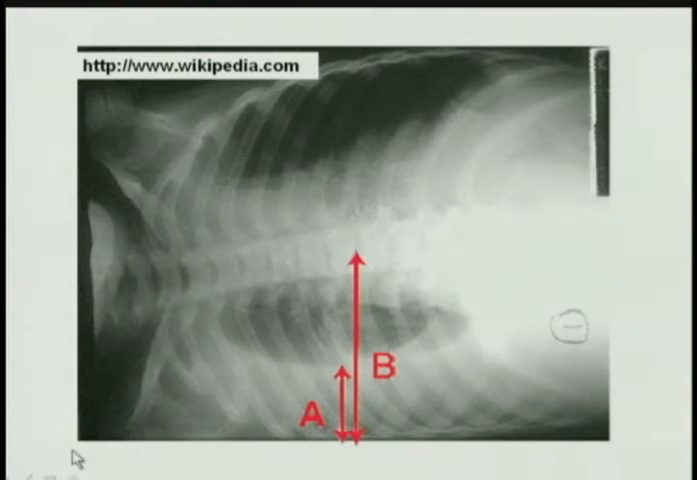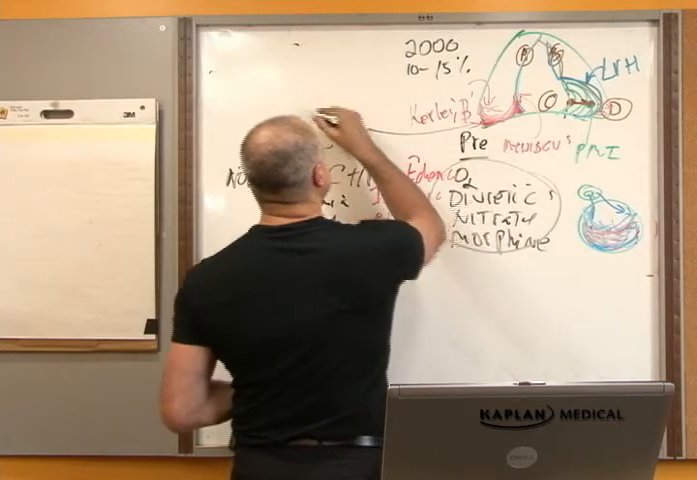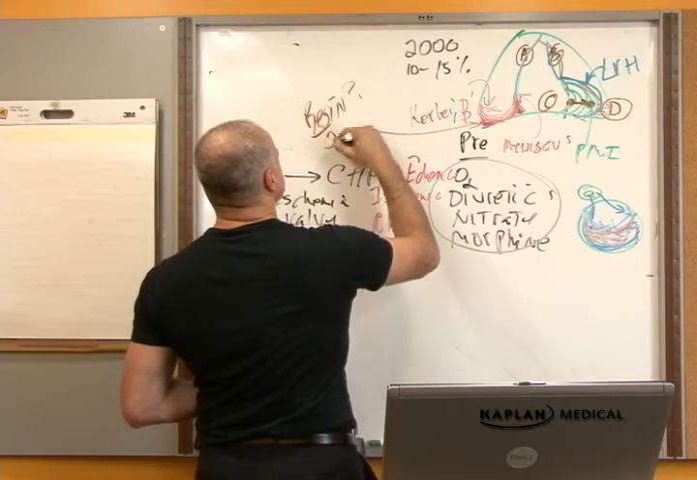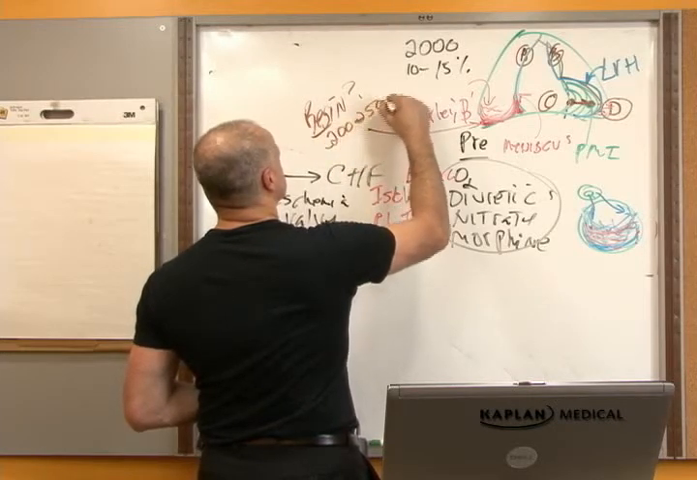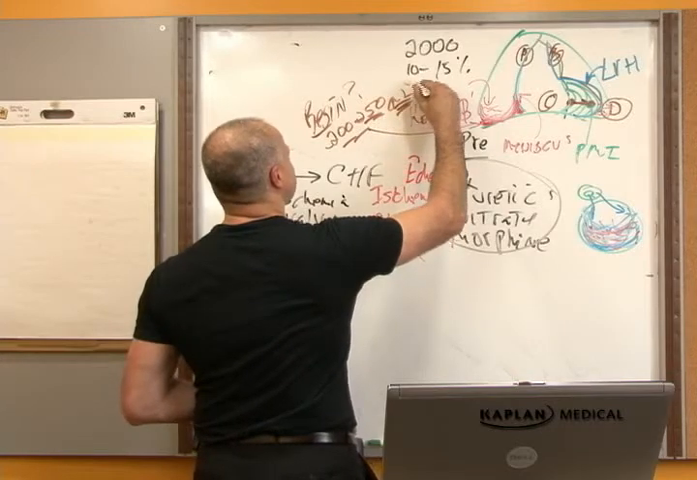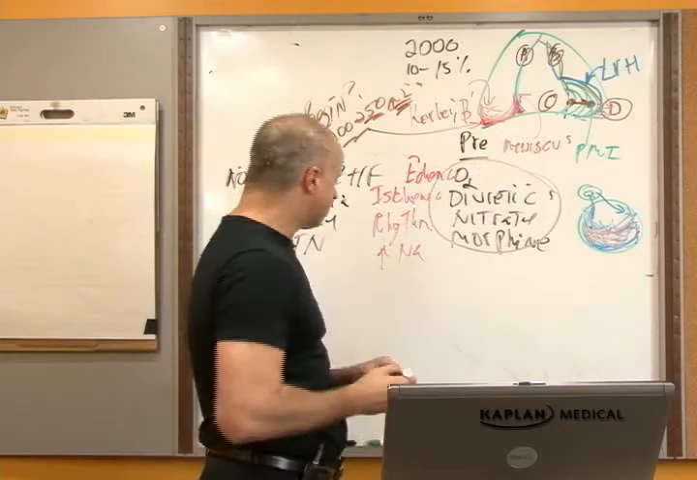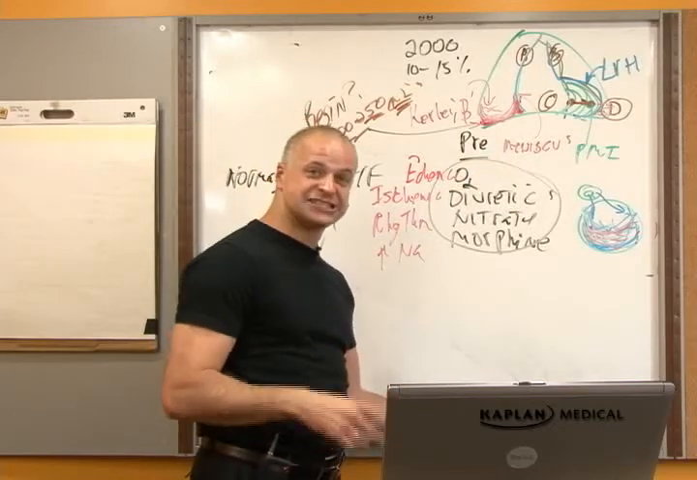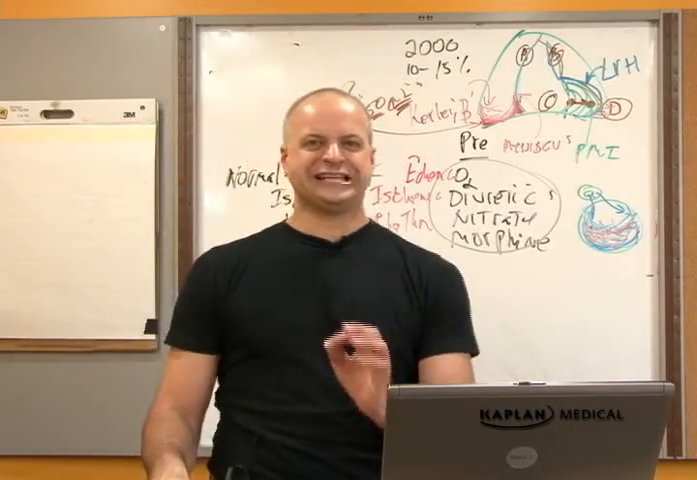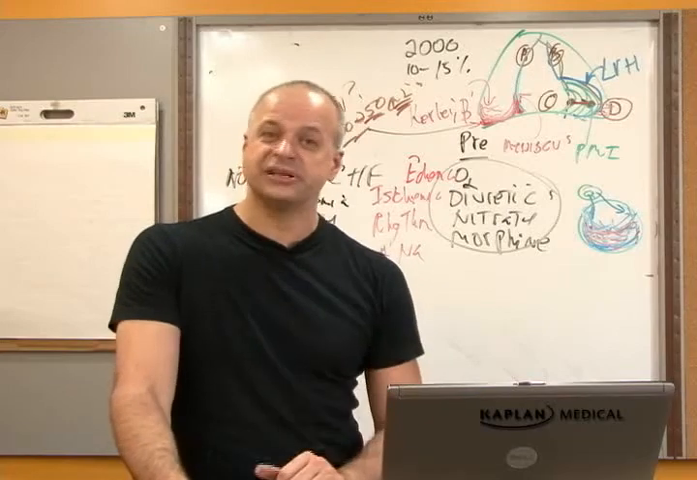How much fluid do you even need to begin to see blunting of the diaphragms? You need somewhere between 200 to 250 milliliters to even begin to see it blunting on a PA X-ray. The lateral is more sensitive. The lateral can detect as little as 50 to 75 milliliters of fluid.